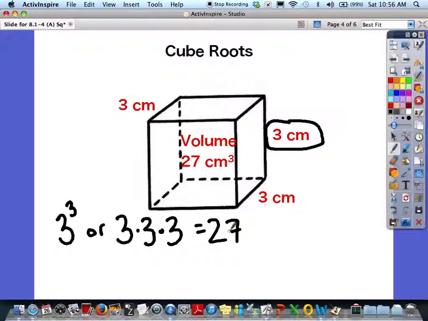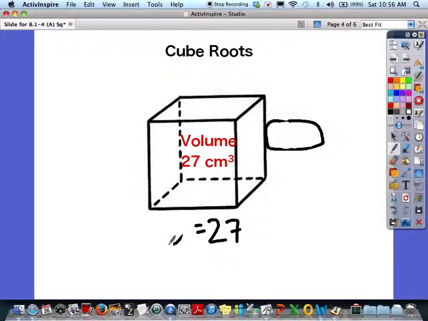But what a cube root does is it goes in the opposite way, just like a square root did, where we would say, you know what? We are going to challenge these students, you guys, and say, we're not going to give you the side length. Let me get rid of all this. We're not going to give you the side lengths.